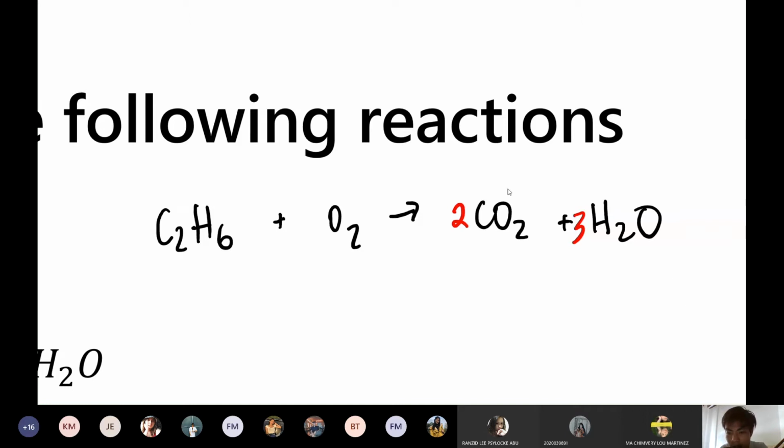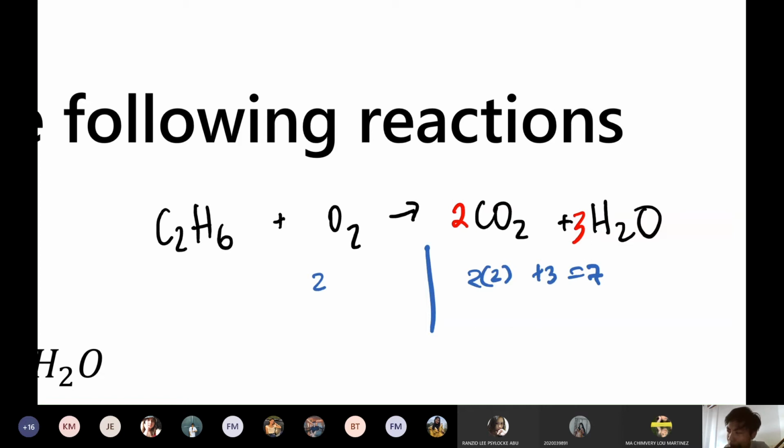So let's count the oxygen. So on the product side, we have 2 times 2 plus 3. So ito yung 2 times 2 plus 3. 3 times 1 yan eh. So 3 lang din, di ba? So ilan to? 4 plus 3 is 7. On the product side, we have 7 oxygen atoms now. So on the reactant side, we only have 2.